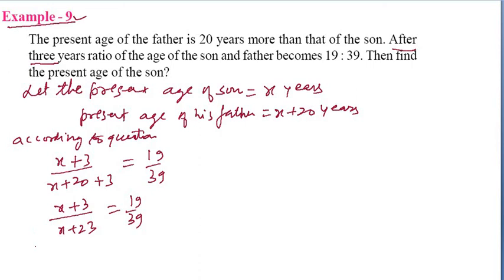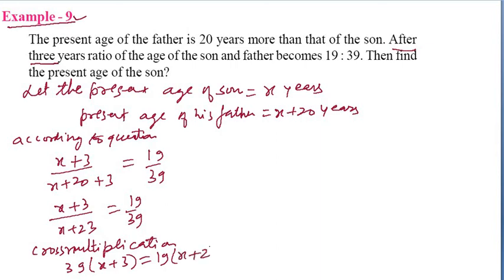Now do the cross multiplication. What will happen? So 39 multiplied by x plus 3 will be equal to 19 multiplied by x plus 23. So let us do it here.